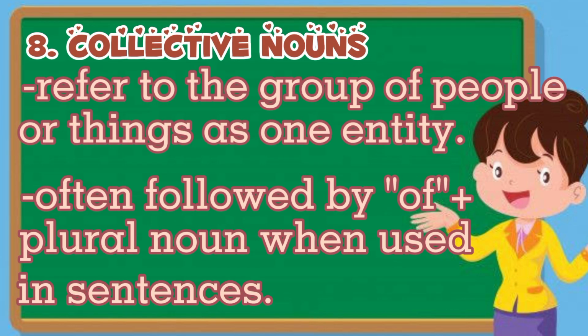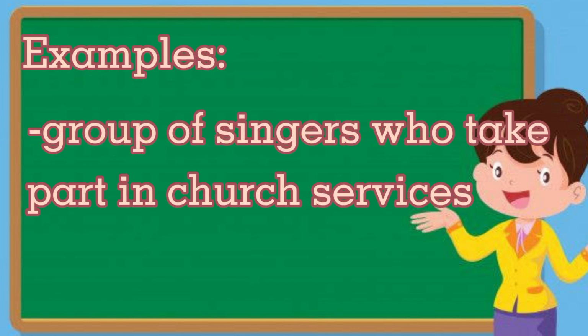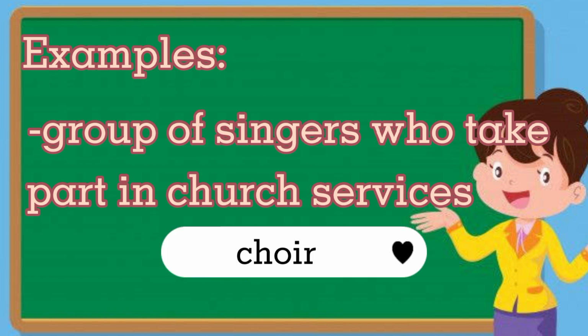Here comes our last type of noun to cover today. We have the collective nouns. These refer to the group of people or things as one entity, and they are often followed by the word of plus the plural form of nouns when used in sentences. Example, we have group of singers who take part in church services. Perfect, we call them choir. So instead of saying choir, we can also say group of singers.